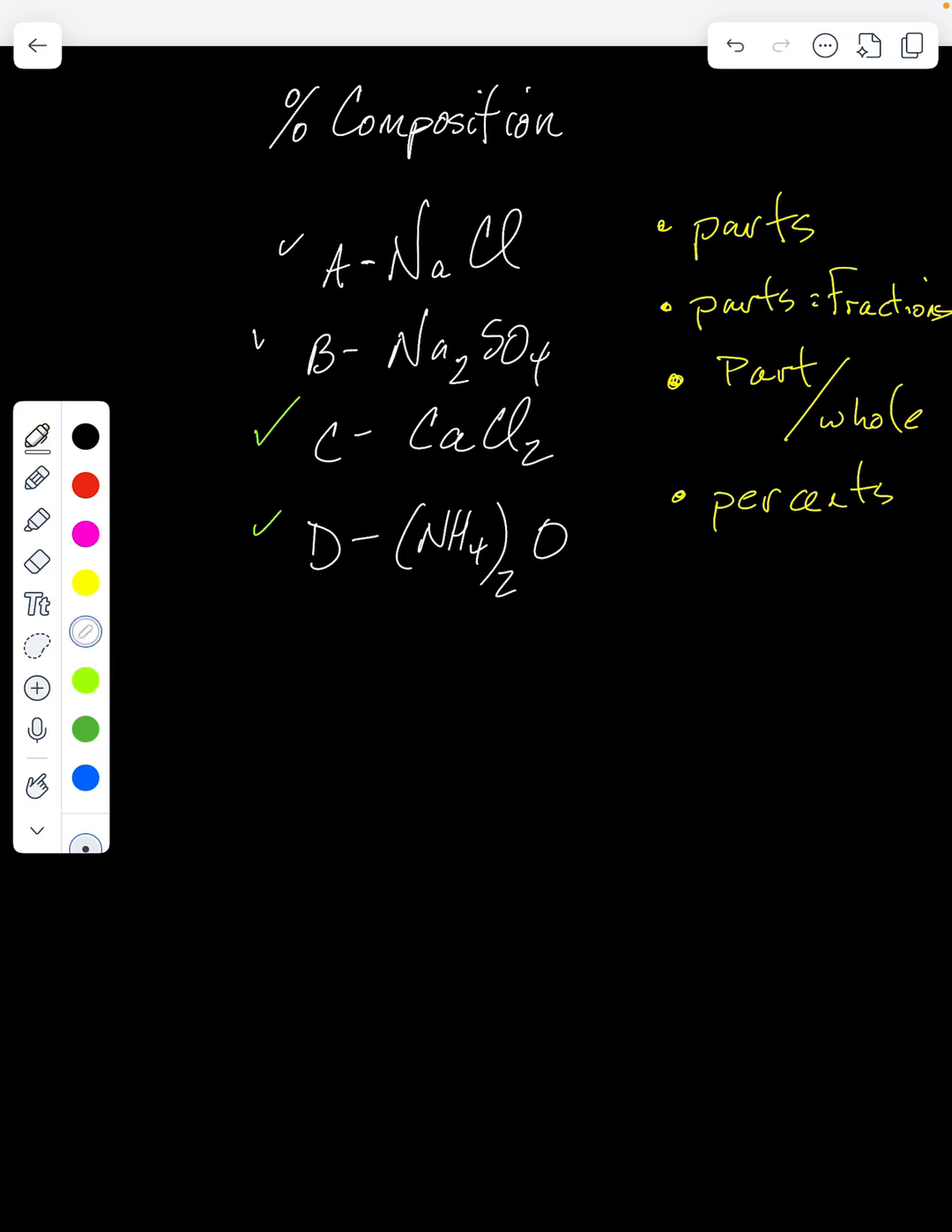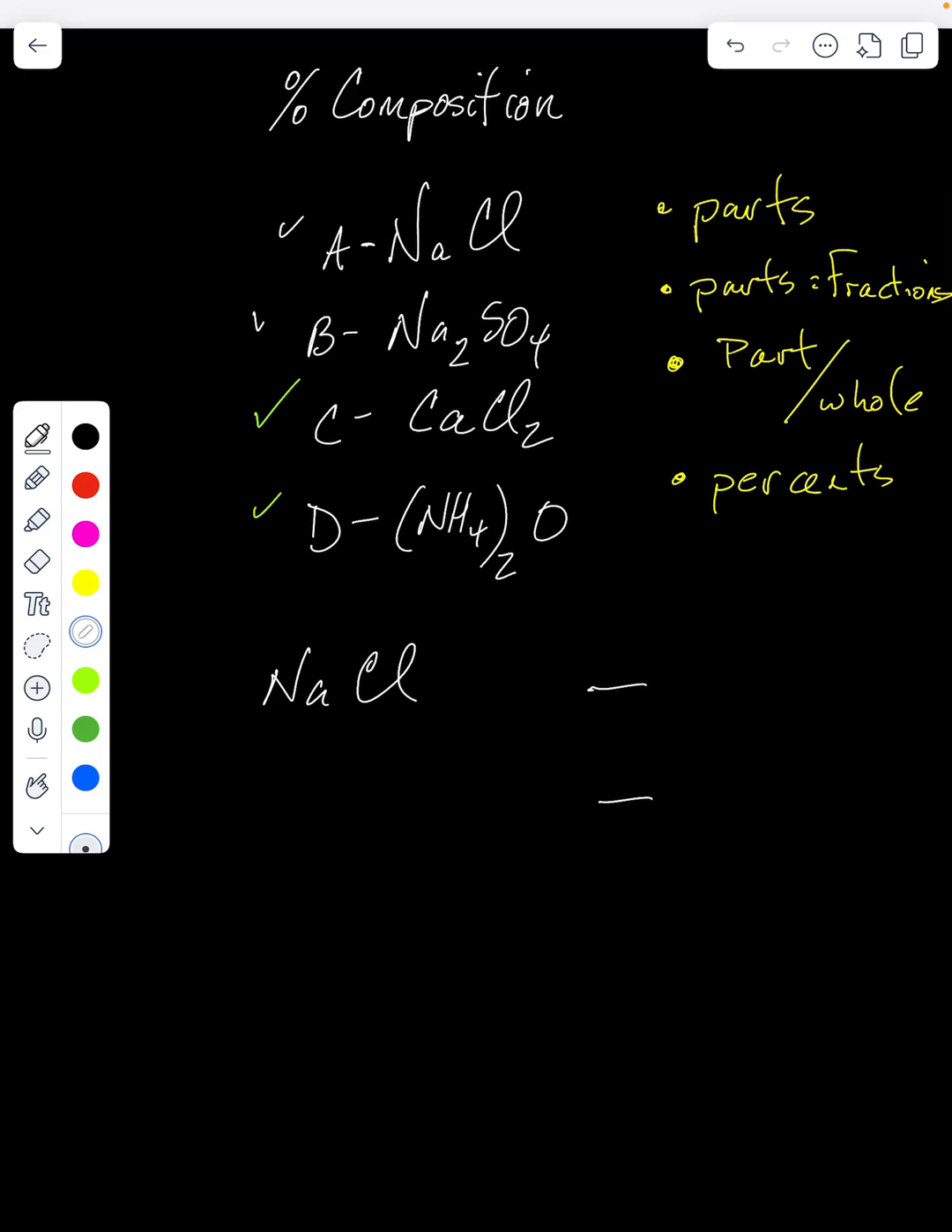First thing we're going to do is get the parts. So we're looking at A, and A has sodium chloride, so that's 2 parts. We have a sodium part and we have a chloride part. And what we do is we then make fractions. So that's what I did here. So I've done the parts, I've made the fraction. And I put the part over the whole.